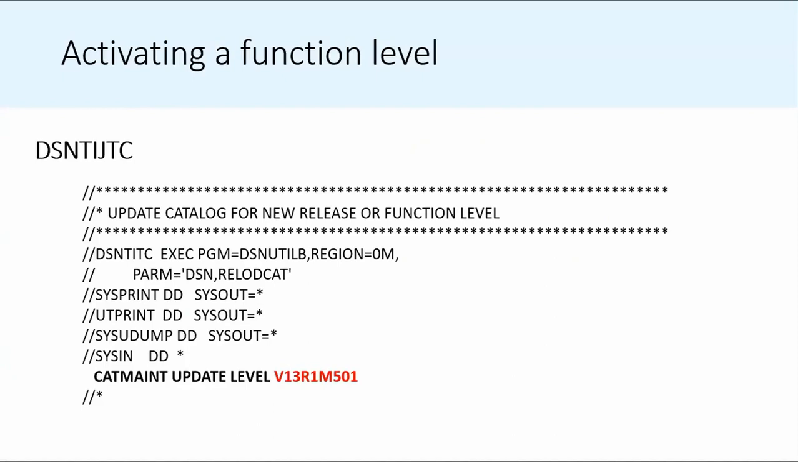So this is what the DSNTIJTC job looks like. We are updating the catalog for that new release or function level. And in this example, we have specified CATMAINT UPDATE LEVEL V13R1M501, that's listed here. So this is that step again to take that image copy for the Db2 catalog and directory here.